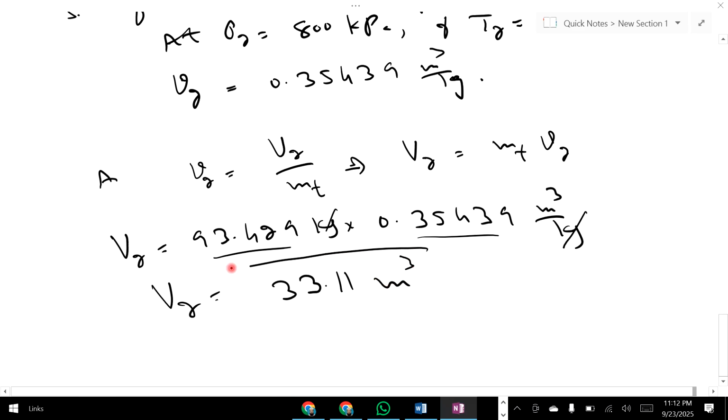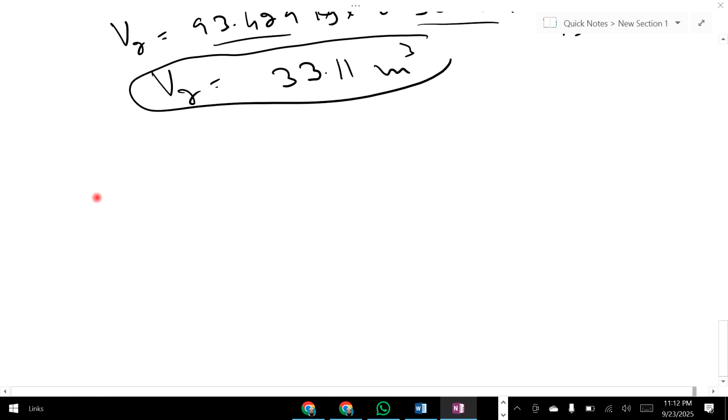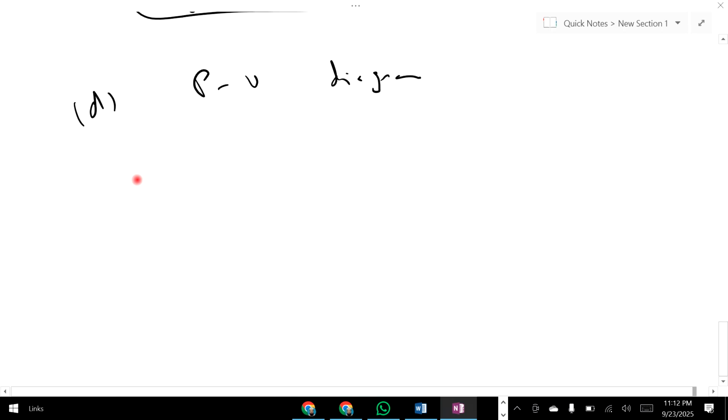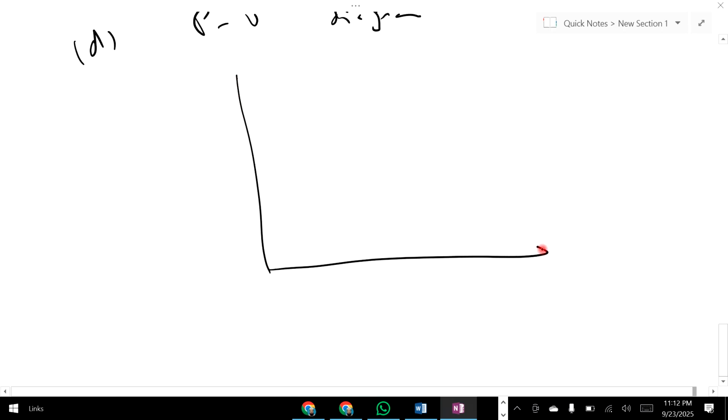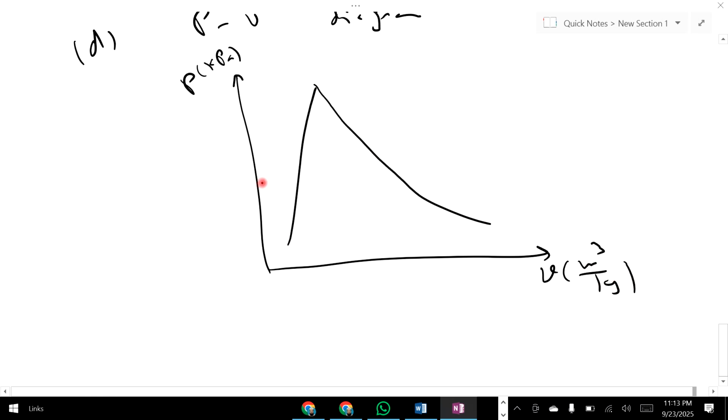And part D, the PV diagram. Already drawn the PV diagram, again I am explaining it. This is pressure in kilopascal and this is specific volume in meter cube per kg. This is the saturation curve. Pressure is constant, it means that this is a constant pressure line. P1 is equal to P2 is equal to 800 kilopascal.